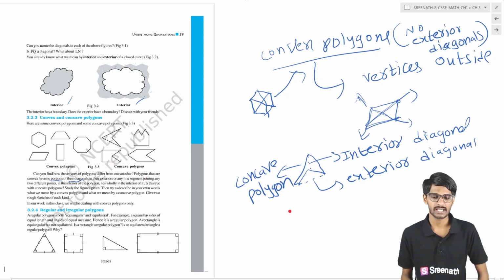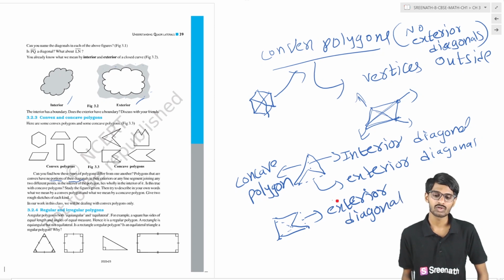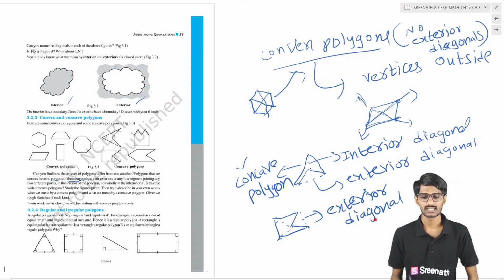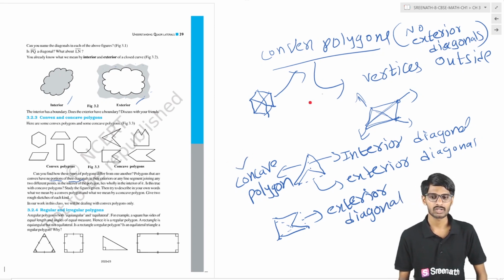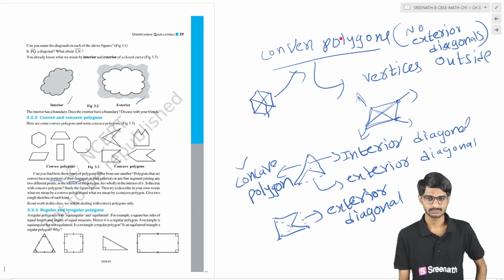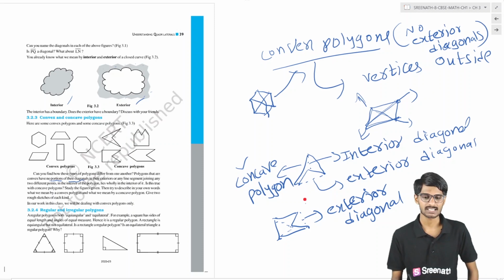And if you take this diagram also, what happens? You draw diagonals between vertices like that. So this is the diagonal, this is the exterior diagonal. Where there is an exterior diagonal, we call it concave. Where there are only interior diagonals, we call it convex. So that is the difference between convex and concave.